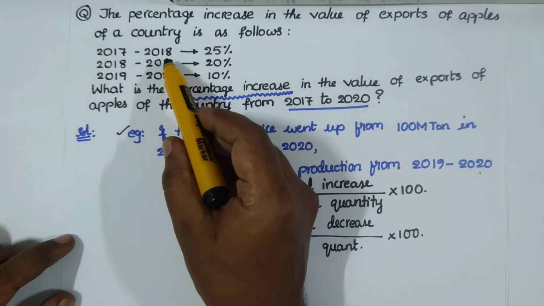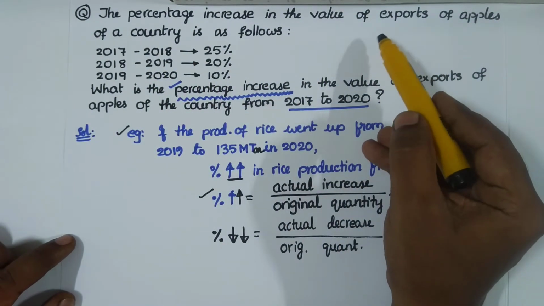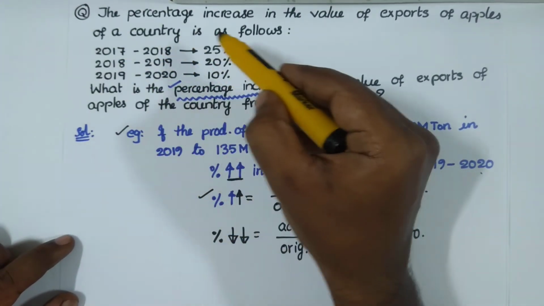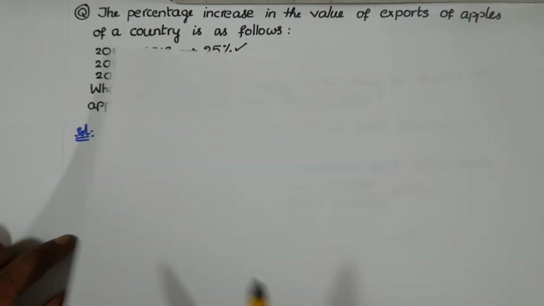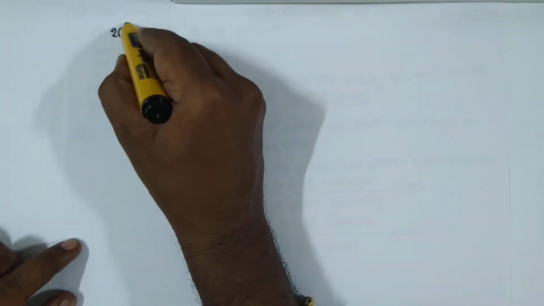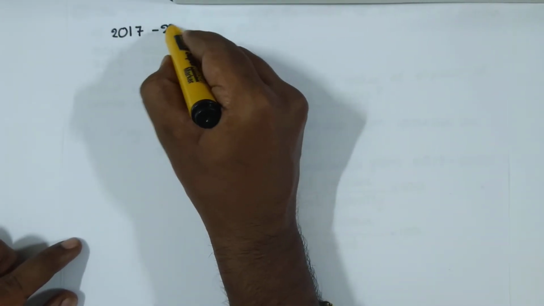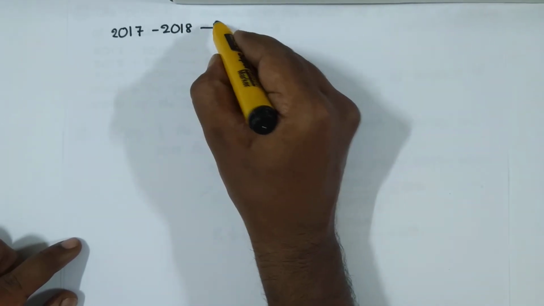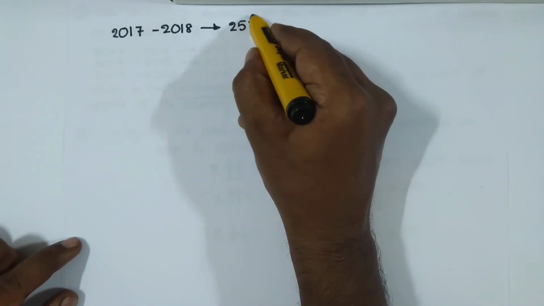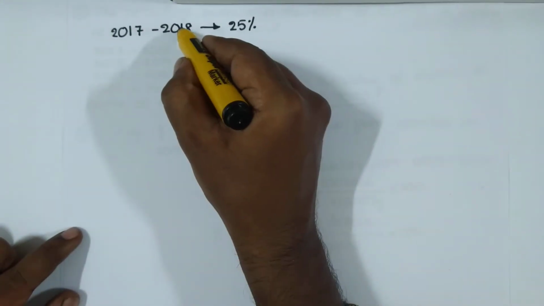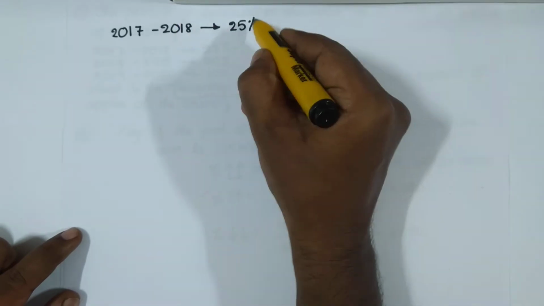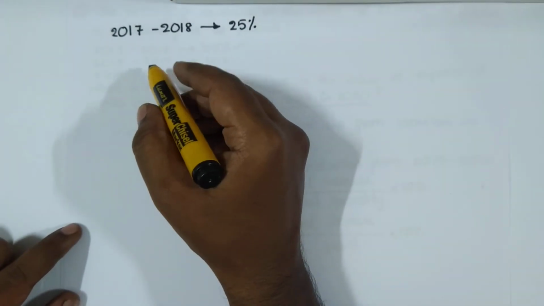So the percentage increase in the value of exports of apples of a country, from 2017 to 2018, is a 25% increase in the value of exports. So from 2017 to 2018 there is how much? A 25% increase. That means the moment you reach 2018, this amount got increased by 25%. So therefore, just write like this.